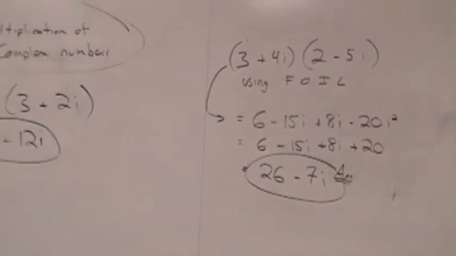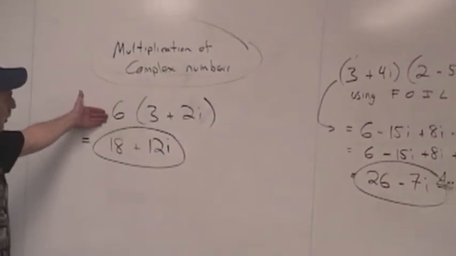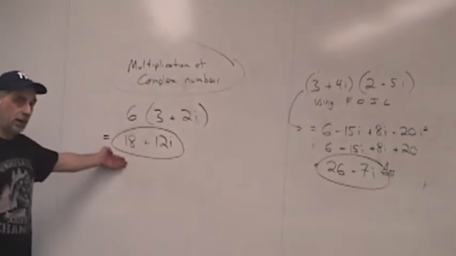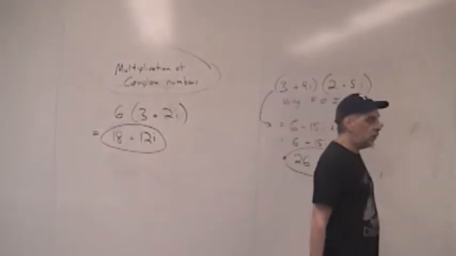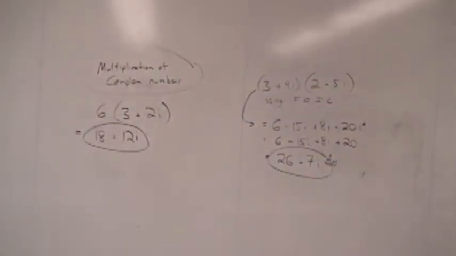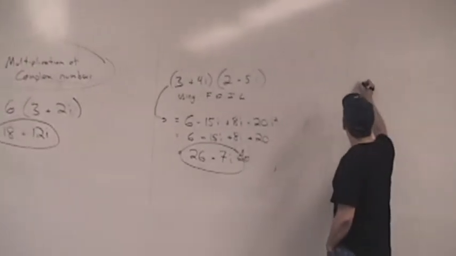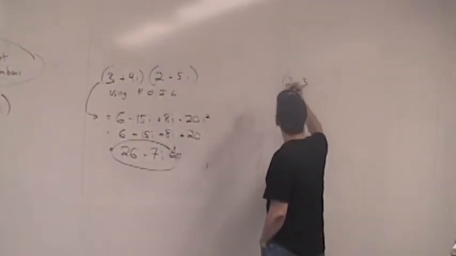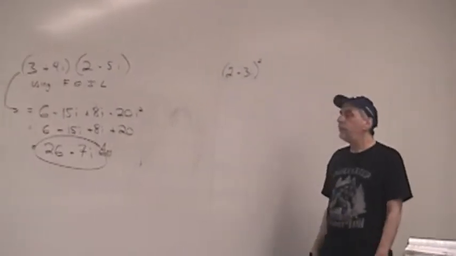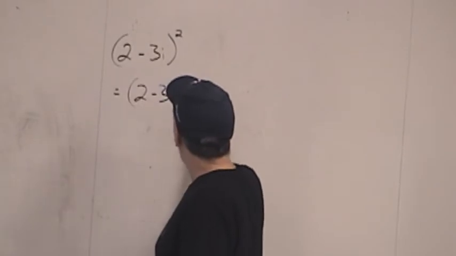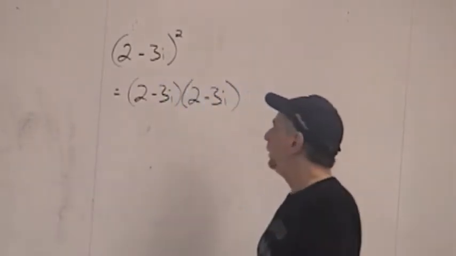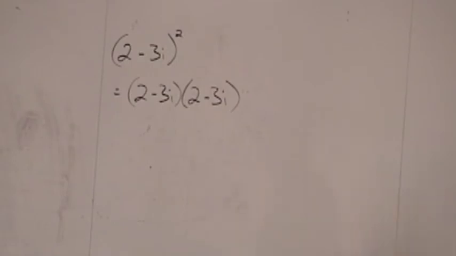Okay, so this was one example of multiplication, a real number times a complex number, and put it in complex form. Here was a complex number times a complex number. We used our FOIL method. Now another example might be something like this. Let's say 2 minus 3i squared. If you're faced with something like that, that's really no different than what we just did here, except it's written a little bit differently. This is nothing more than 2 minus 3i times itself. So I think it helps to write it out, and now we're right back to where we were before.